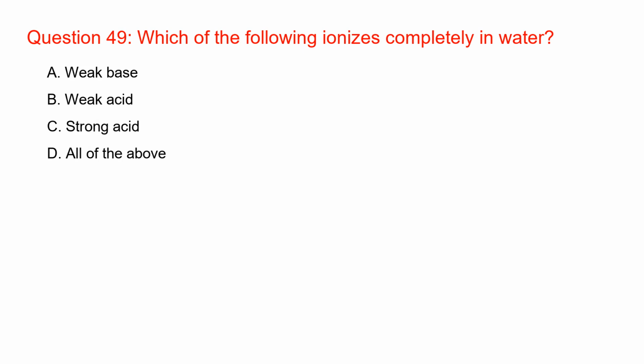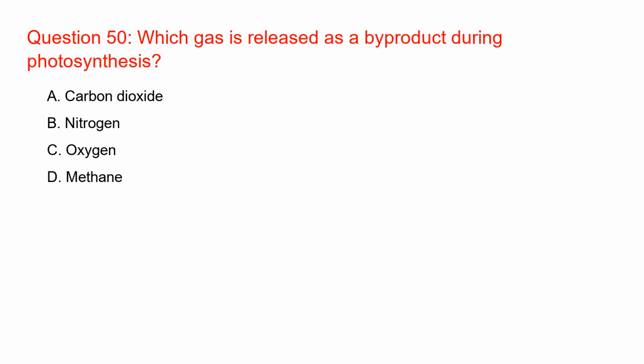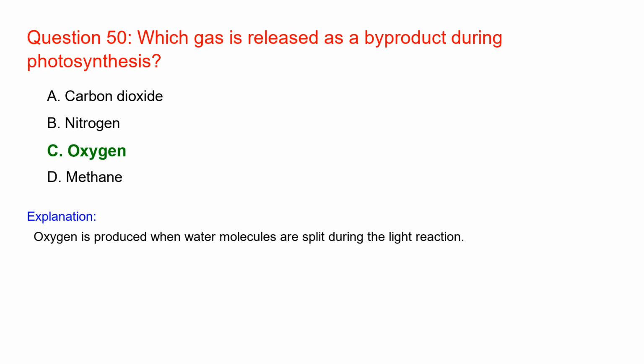Which of the following ionize completely in water? Strong acid. Strong acids and strong bases are characterized by their ability to ionize or dissociate completely in water. Which gas is released as a byproduct during photosynthesis? Oxygen. Oxygen is produced when water molecules are split during the light reaction.